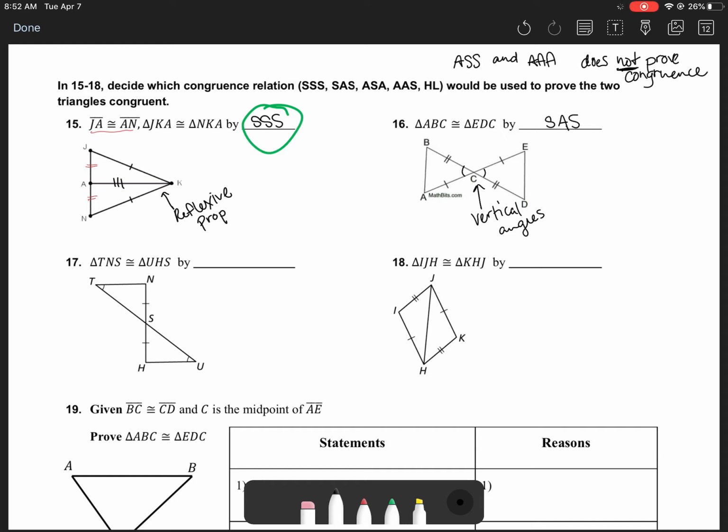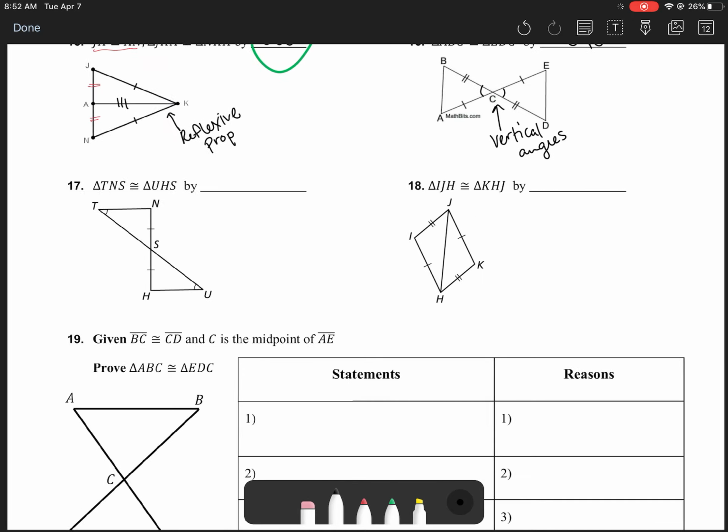And I know there are two sides and one angle, but this isn't ASS because the angle is sandwiched between the two sides. So it's going a side and then an angle and then another side. So make sure you think about it that way. Which one is sandwiched between the others?